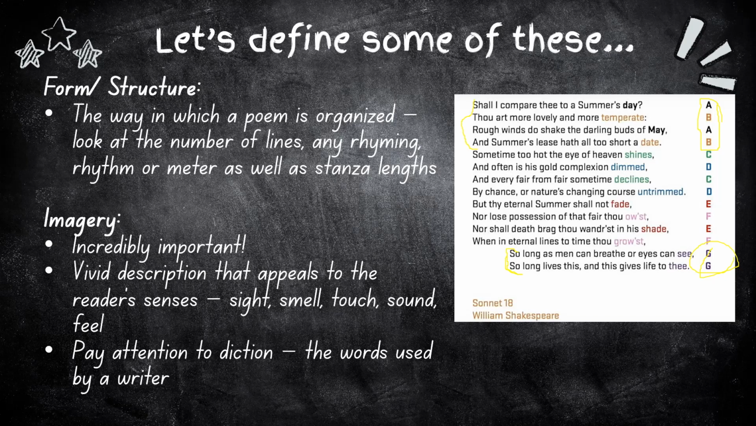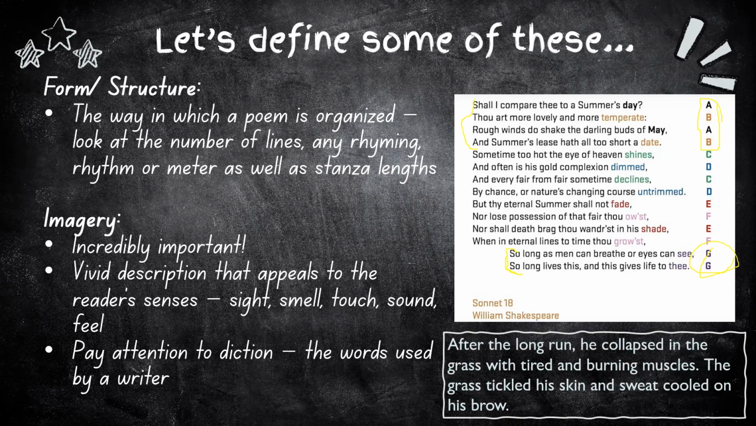Then when we look at imagery, an example of imagery, I have here: after the long run, he collapsed in the grass with tired and burning muscles. The grass tickled his skin and sweat cooled on his brow. Here we have a few sentences that appeal to our senses. So it's telling us about the muscle strain he experiences. So burning muscles, we can almost feel that sensation of burning muscles after we have run or after we've exercised. I think we've all been there.